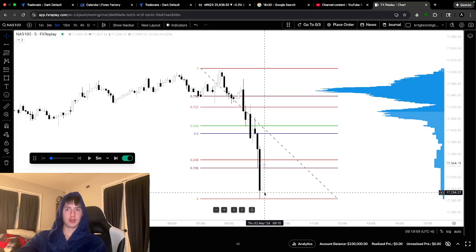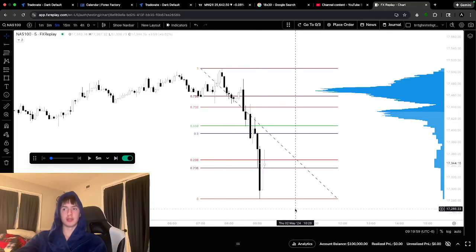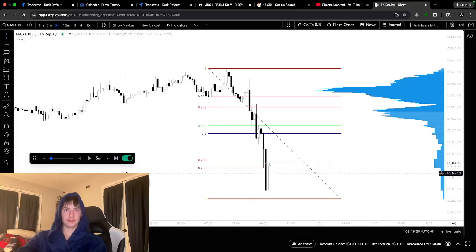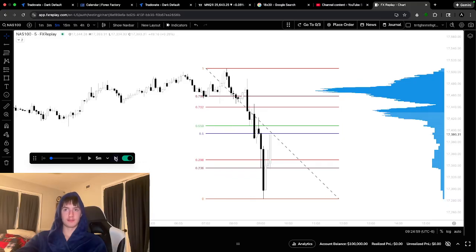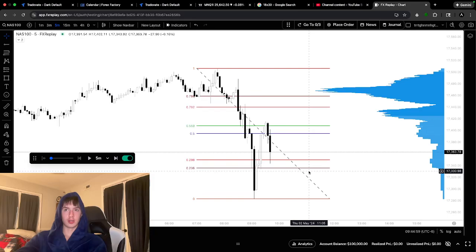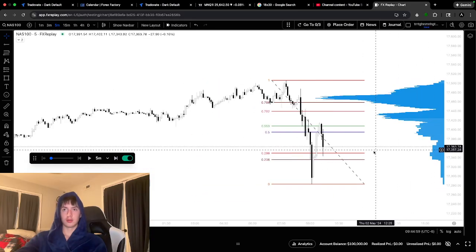So for me, I would think price would want to target this low volume node since it has not tapped it yet. Let's see what price does. Okay, this is pretty good actually.